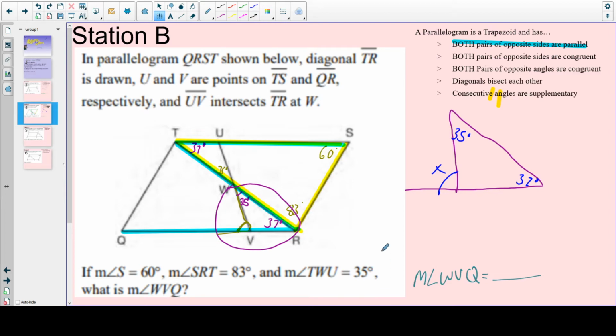Now, there's two ways you can do it. One way, you can find this angle using the triangle sum theorem, and then subtract it from 180 to get this angle via linear pair. Or you can notice, hey, this is an exterior angle. If I add the two remote interior angles, it equals this angle. So on my calculator, I'm going to do 37 plus 35, and I get 72 degrees. So this angle happens to be 72 degrees.